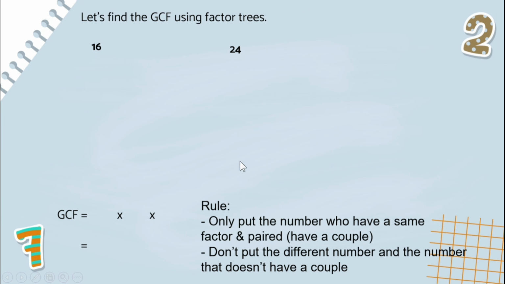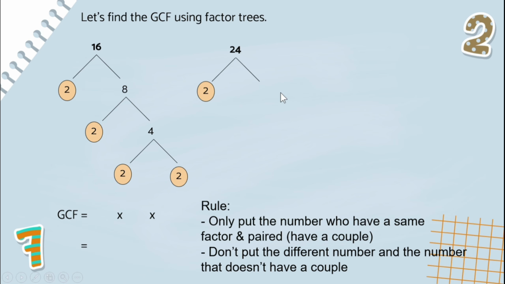Now, let's find the GCF using factor trees to check the answer. 16 is the multiplication of 2 and 8, so we can put 2 and 8. Because 2 is a prime number, we circle every prime number. And 24 is the multiplication of 2 and 12, and 12 is the multiplication of 2 and 6, and 6 is equal to 2 times 3.